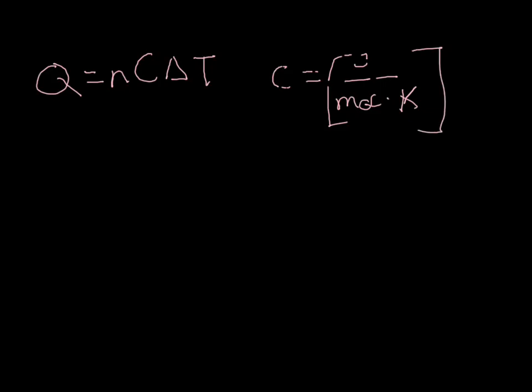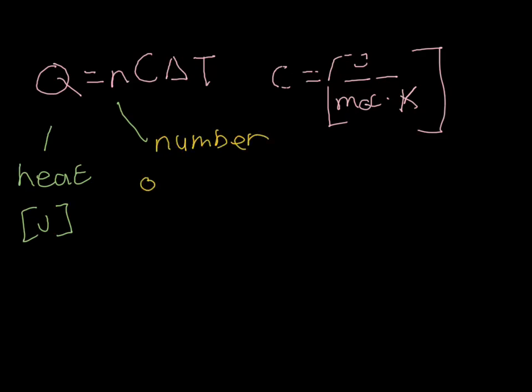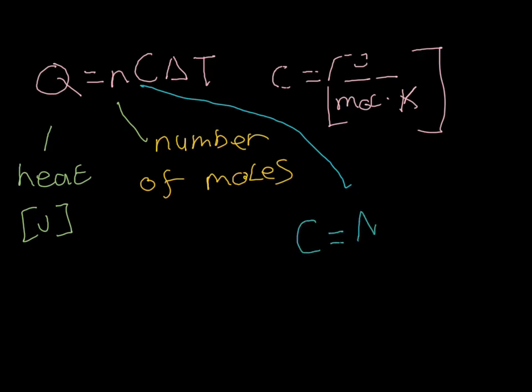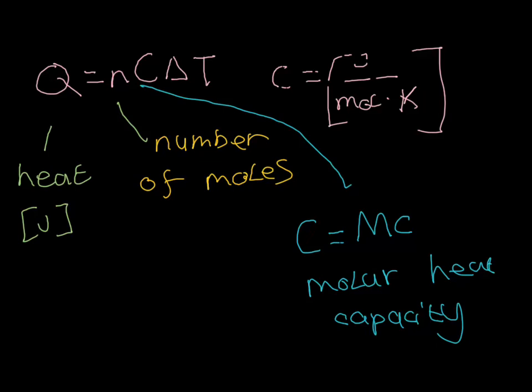That's a J. So where the Q is the heat in joules, the n is the number of moles, and the main one, the capital C, is equal to capital M c, which is the molar heat capacity, and the delta T is just the change in temperature. So final temperature minus initial temperature.